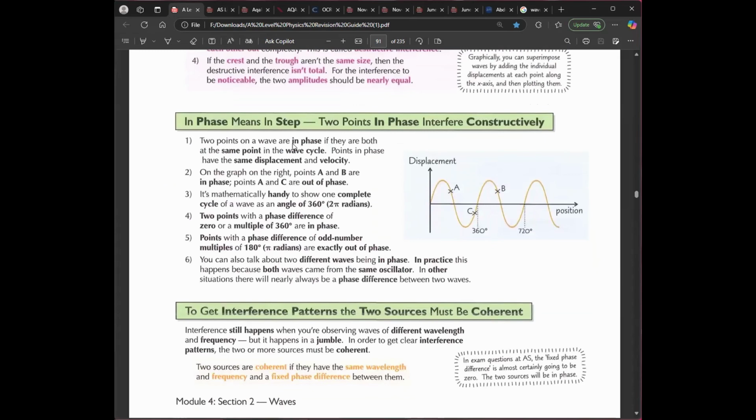Now we talked about phase before. It's the same thing. You just measure it in terms of angle. So the complete cycle would be 360 degrees, 2 pi. If you go half of that, it would be 180. If you go half of that, it would be 90 degrees here, or pi by 2. And obviously the starting point is just 0. So that is the phase of different points in the wave.